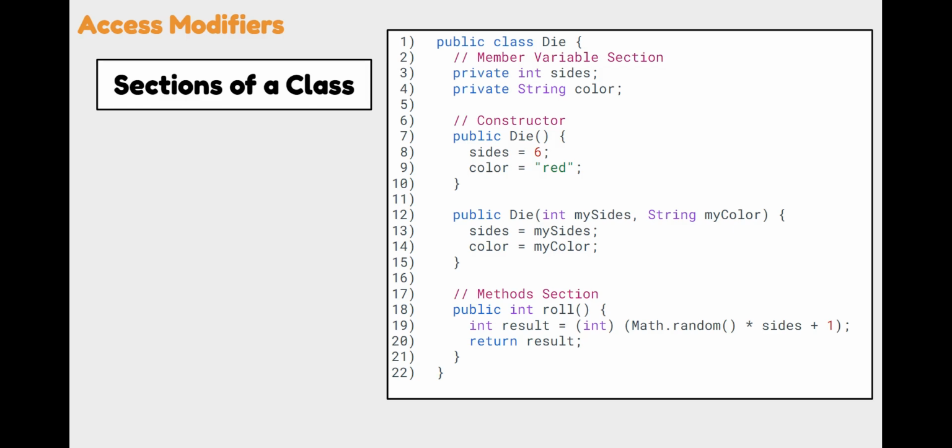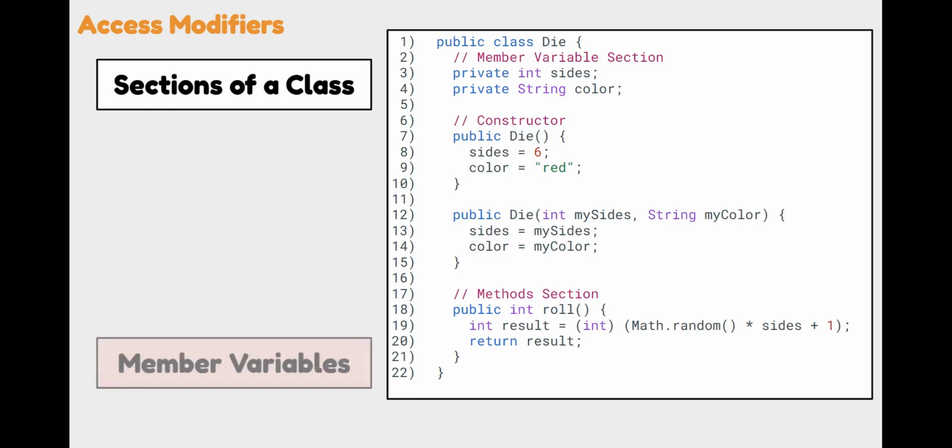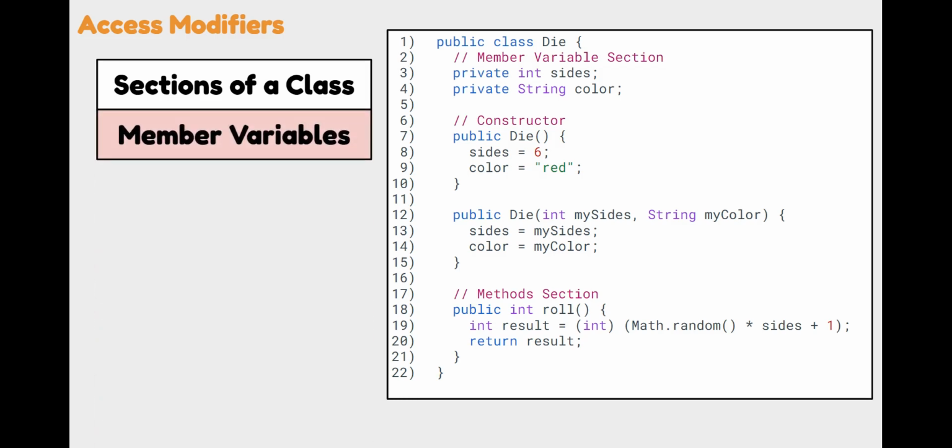Before we get into our access modifiers, we are going to have a brief review of these sections of a class. We've covered these in our Unit 2 videos, but we are going to go over them again. In the code on line 1, you will see that class definition, public class die, and then an opening curly. So this is going to be a class that defines a singular die. Looking inside that class, the first section that we see is the member variable sections.